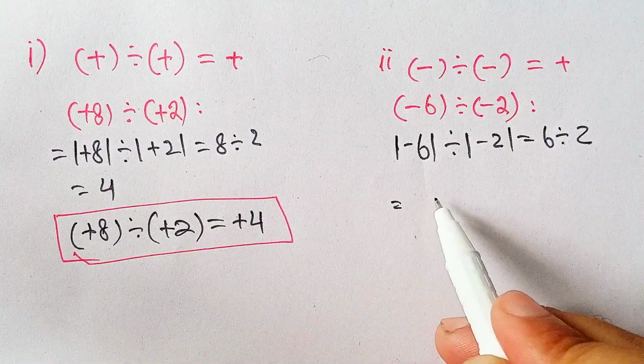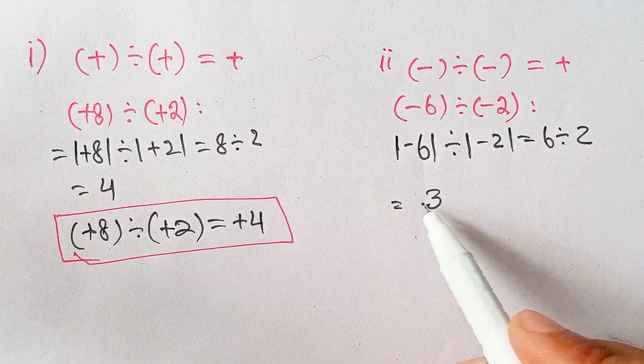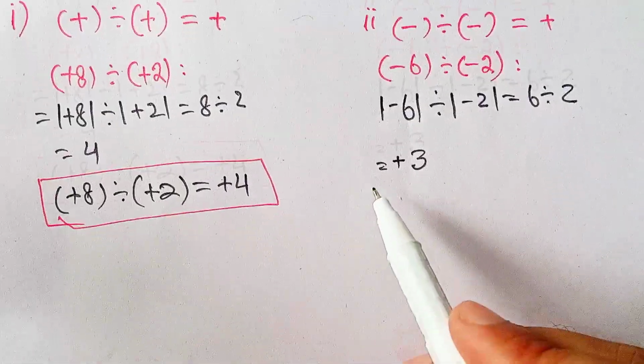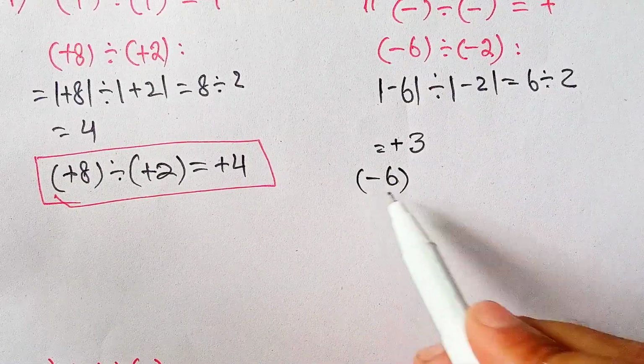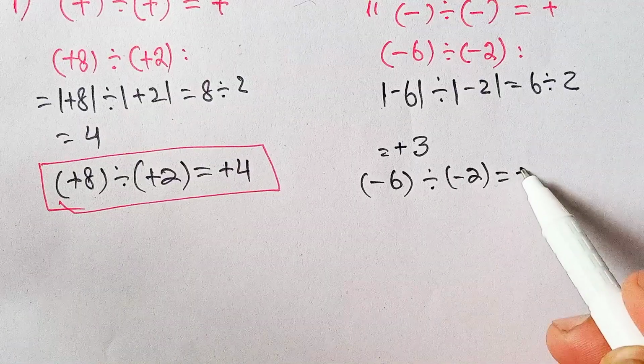6 divided by 2 equals 3. Here the two integers have the same negative sign, so we will put a positive sign before the quotient. The quotient will be positive 3. Negative 6 divided by negative 2 equals positive 3.